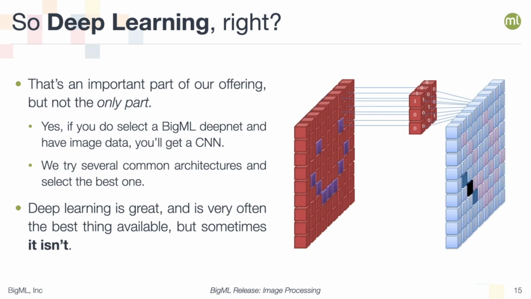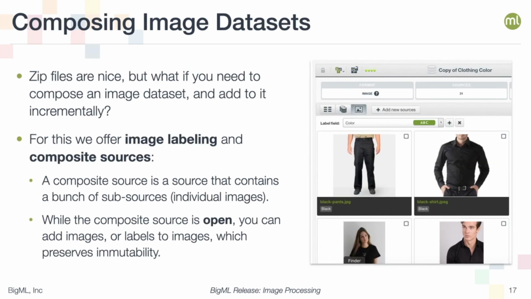And so very often when you've got one of these image problems, you just want to apply a label to an image, deep learning is the best thing that you can turn to. But a lot of times it isn't. And so let's talk now about what we offer just outside of that deep learning bubble.